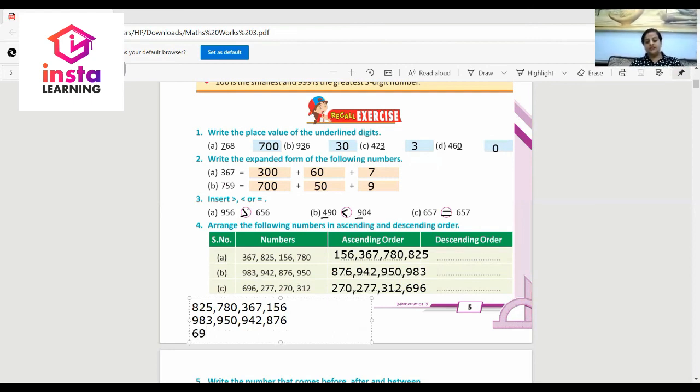Now 696 is the biggest number. So we will write it in the first column. Then 312, then 277, then 270. This is the answer. So students, you got the answer. Ascending or descending order you have already done, but it is of 3 digits. That can also be done.